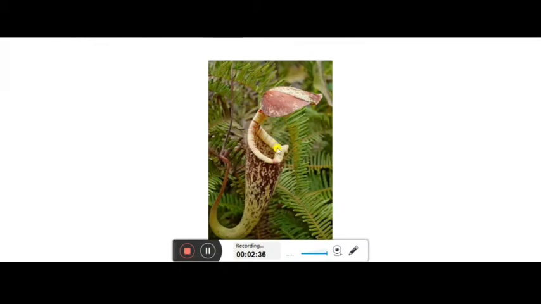Now as the insect comes and sits on the rim, the lid gets closed easily, and once it is closed, the insect is trapped inside. From the bottom of the pitcher, digestive juices are secreted, and they digest the insect. In this way they absorb the nitrogen.